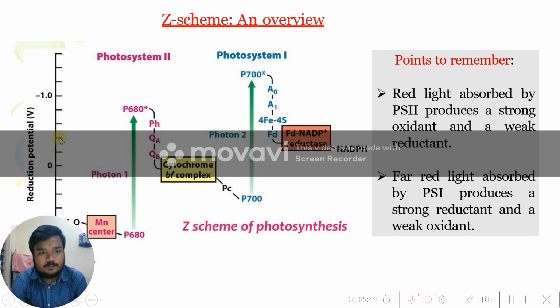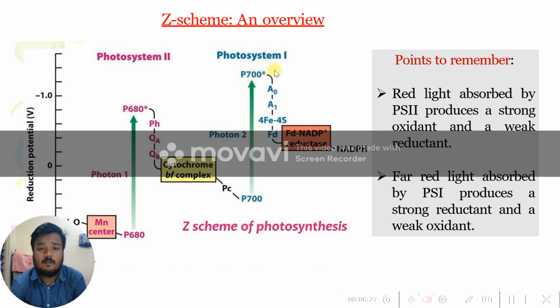Now the electron comes from the outer atmosphere to the manganese center, and this transfers the electron to P680. After excitation, from P680 the electron comes to pheophytin. From pheophytin, it is transferred to quinone A and then quinone B, and after that, the cytochrome b6f complex captures the electron. From there, it comes to the plastocyanin, and from that, P700 gets excited.